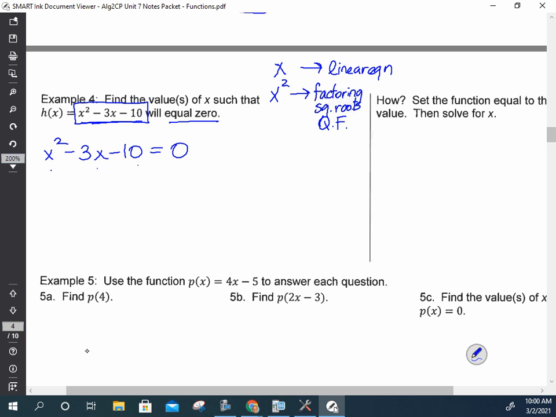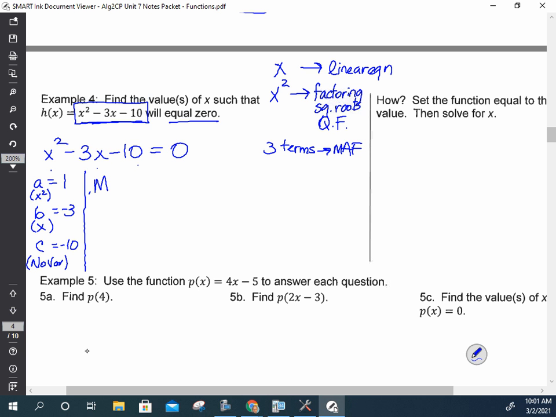You have 1, 2, 3 terms. So 3 terms means MAF. So this is an MAF problem. A is equal to 1, remember A is in front of x squared. B is equal to -3. B is in front of x. C is equal to -10. C has no variable. Let's change this to our MAF problem.